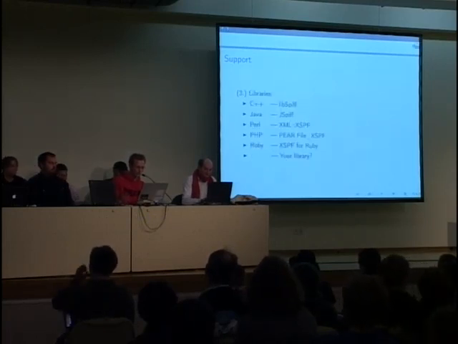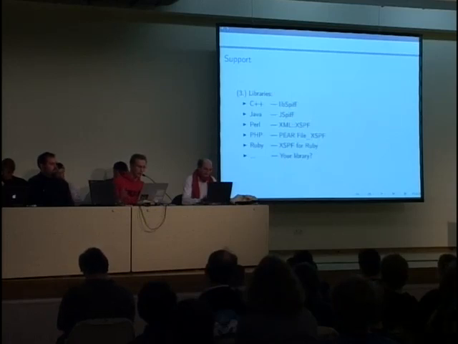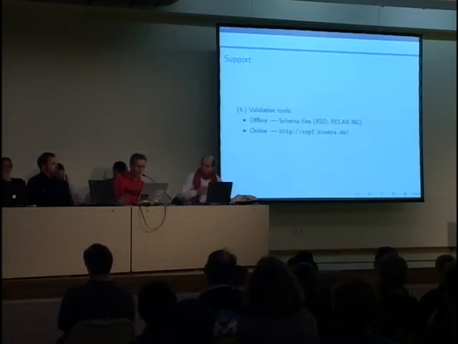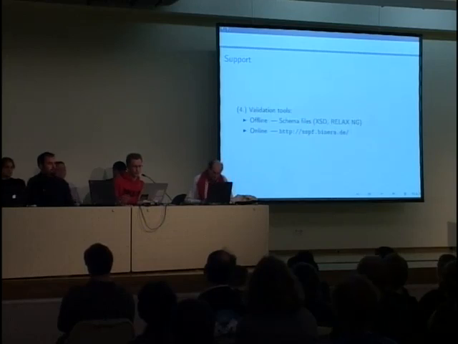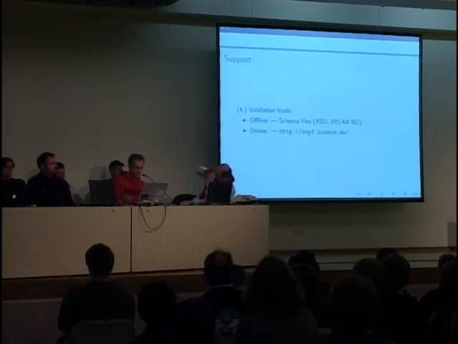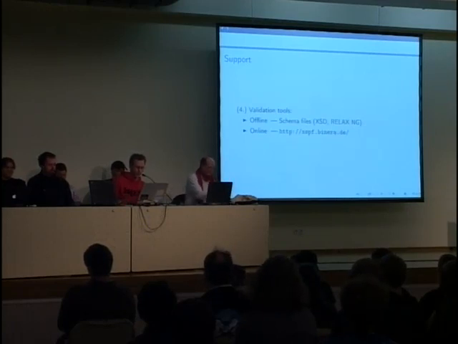There are libraries for several major programming languages like C++, Java, Perl, PHP, and Ruby. I am the author of the first one, of Libspiff, and of the validator down here. So you can also validate whether the playlist that you create, or some tool has created, is valid to the specification. You can check it online using the validator or offline using schema files. And we already found errors in public websites using these validators.